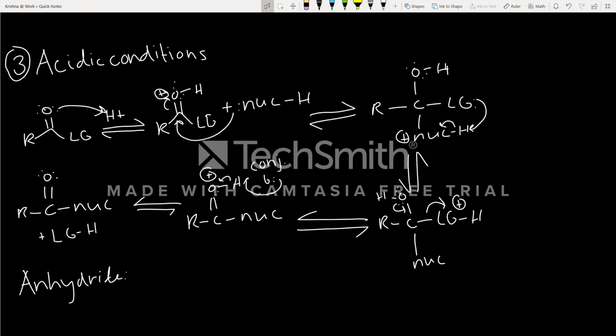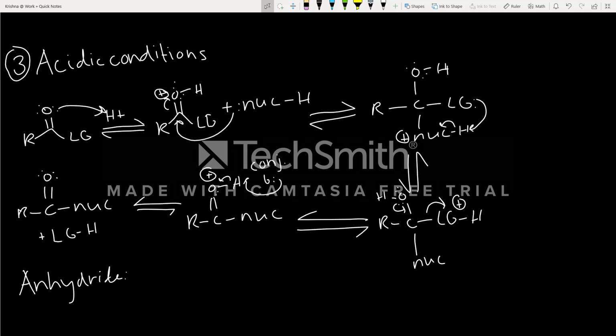So as you can see from the general reaction, unlike the other two mechanisms, this begins with the protonation of the oxygen group. After the oxygen group is protonated, the nucleophile comes and attacks the carbonyl carbon, which results in the sp3 hybridized molecule, with the leaving group, nucleophile, and oxygen still in place.